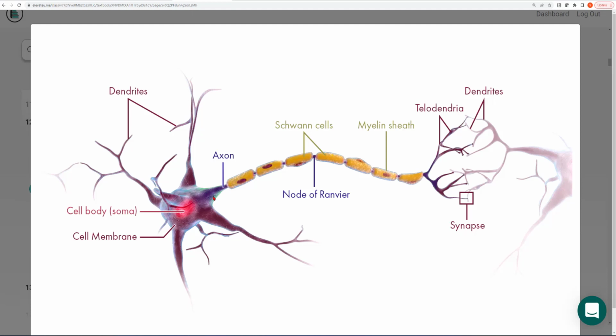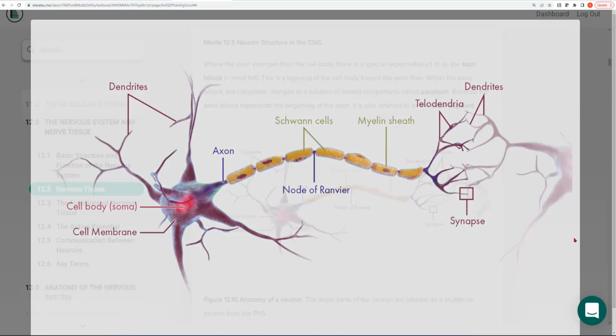And this is also referred to as the initial segment because when the electrical signal is sent from the cell body, it initiates here. Okay, so the initial segment or the axon hillock. The axon hillock is more the anatomical name for this. Functionally, it's also referred to as the initial segment.